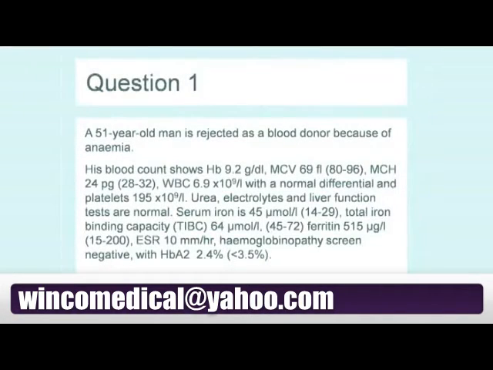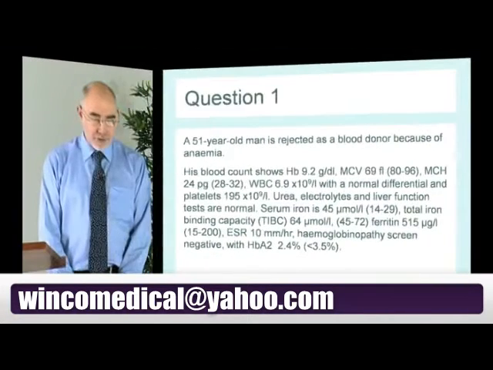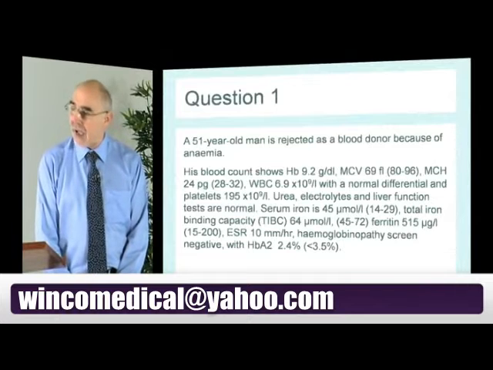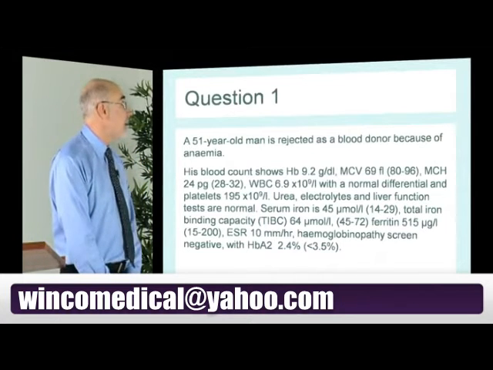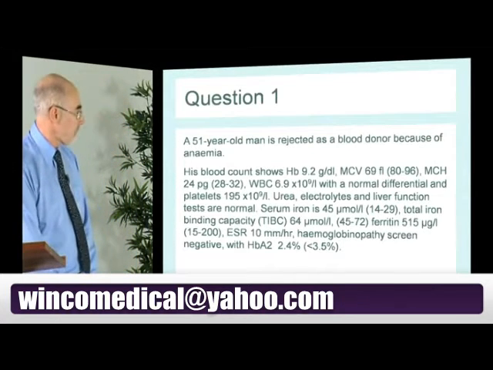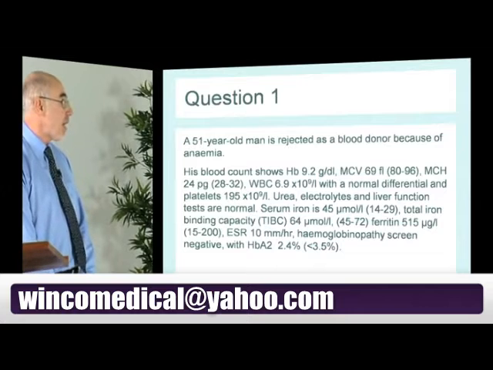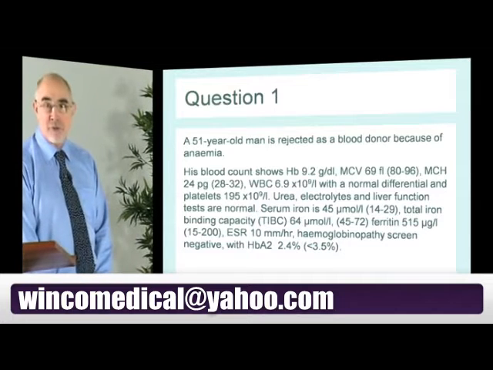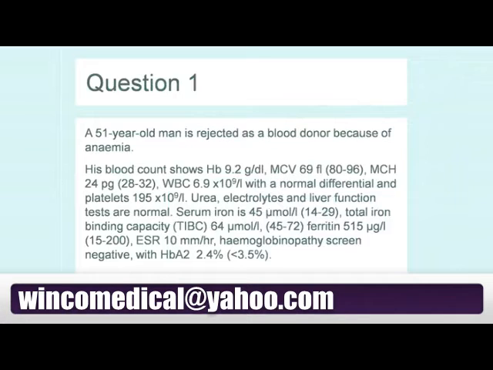A 51-year-old man is rejected as a blood donor because he is found to be anemic at his screening blood test. He has a hemoglobin of 9.2 with a microcytic hypochromic blood picture with a low MCV and a low MCH, but with a normal white cell count and a normal platelet count. His routine biochemistry tests, including electrolytes and liver function, are normal.